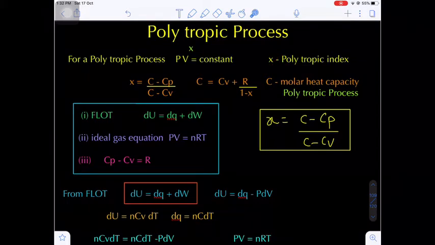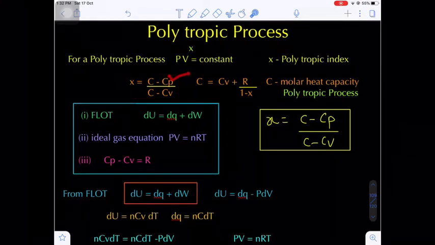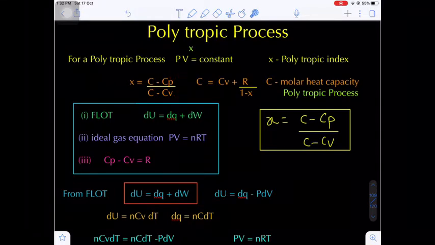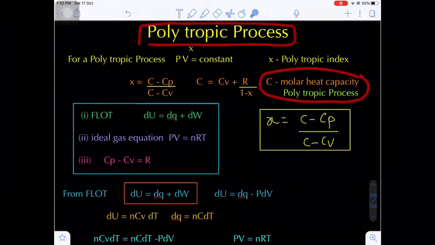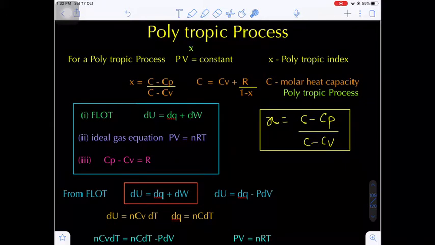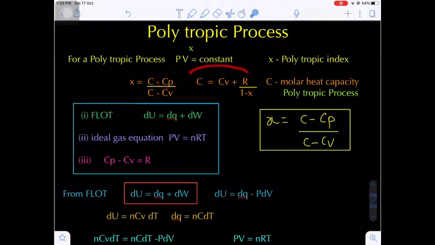Now in the polytropic index, the x value is equal to (C minus Cp) divided by (C minus Cv), where Cp and Cv are the molar heat capacity at constant pressure and constant volume, whereas C is called the molar heat capacity of a polytropic process. Now, Cp is nothing but Cv plus R. By replacing Cp with Cv plus R, you will get the final expression, that is C is equal to Cv plus capital R by 1 minus x.